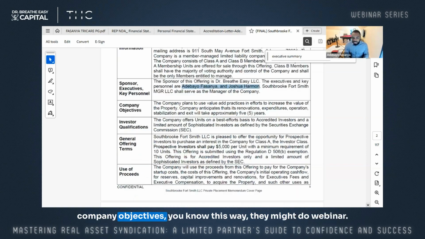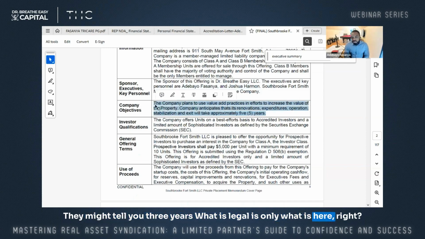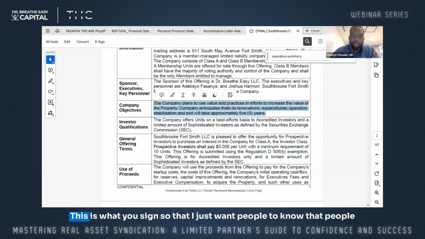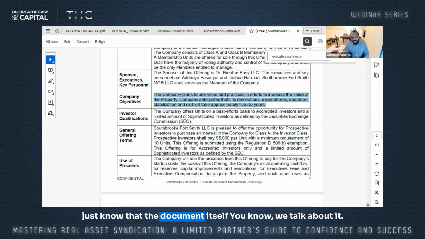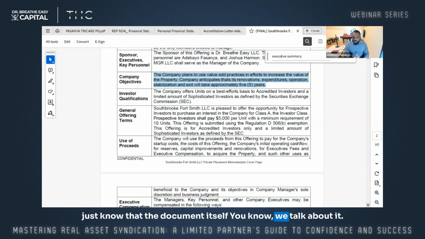So company objectives. They might do a webinar, they might tell you 3 years. What is legal is only what is here. Right? This is what you sign. I just want people to know that people can tell you anything, especially if it's not recorded. So just know that the document itself, they talk about it.